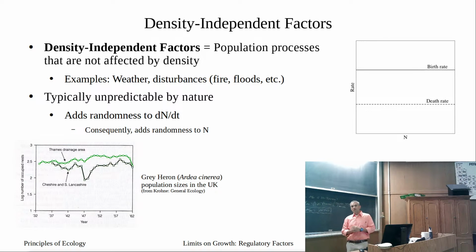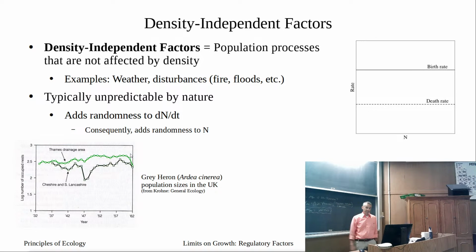These types of events are usually unpredictable in nature. And this is going to add randomness to the dN over dt equations. So our change in population growth rate, this is where our variation comes in, our variability. And when we have this type of variability, what we'll see is jagged growth. These density-independent factors start to add randomness to our population size through their effect on our population growth rate.